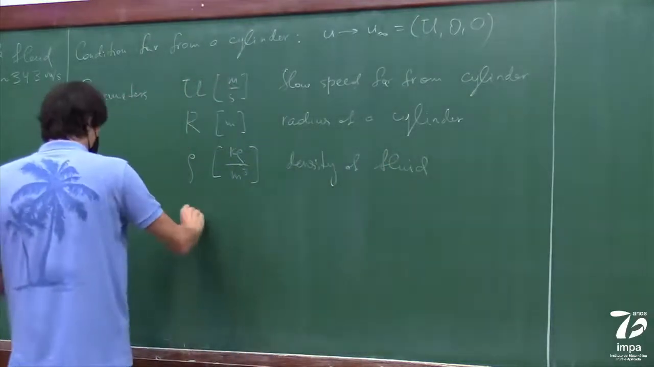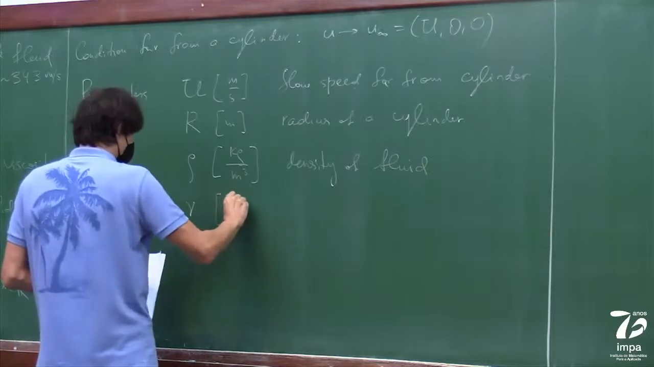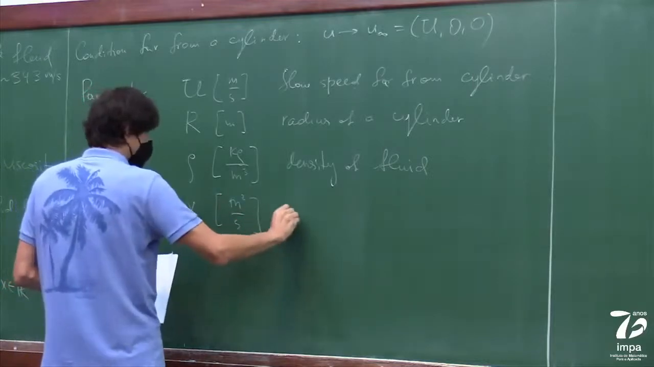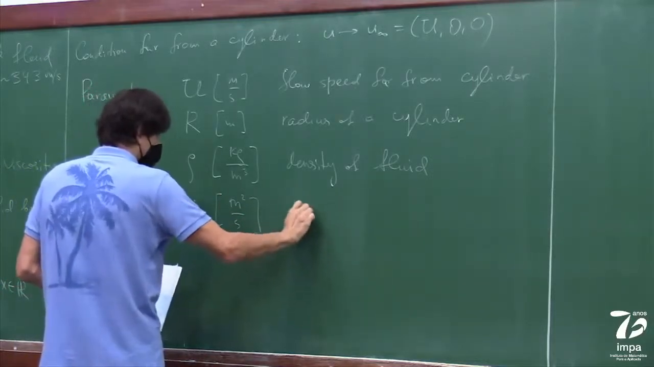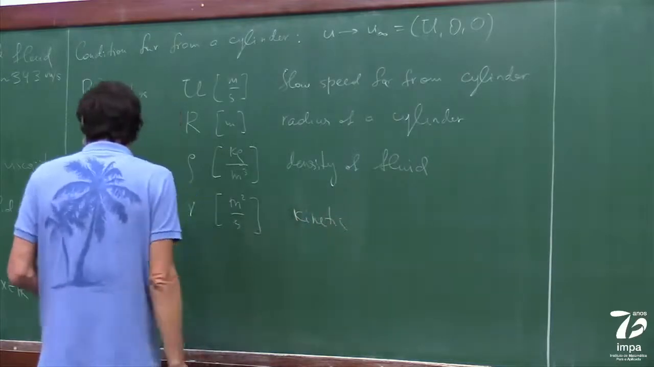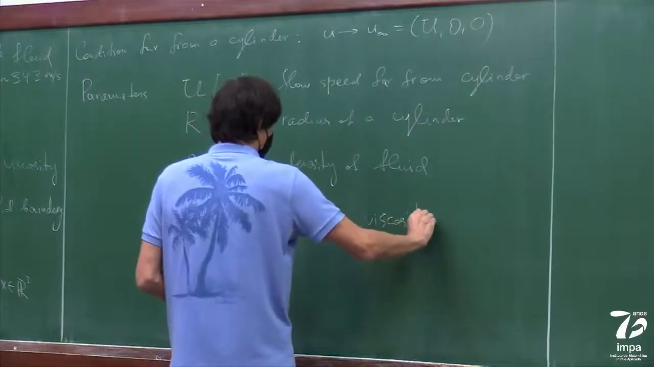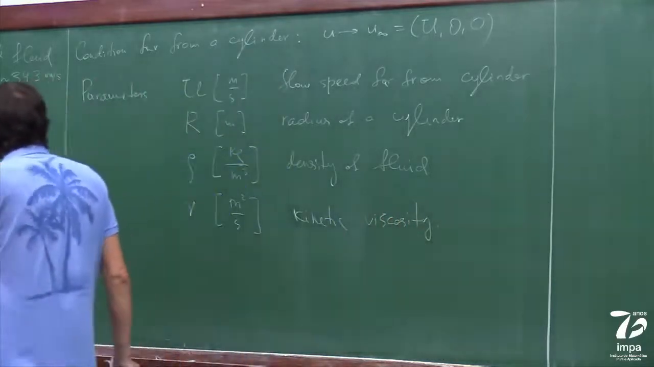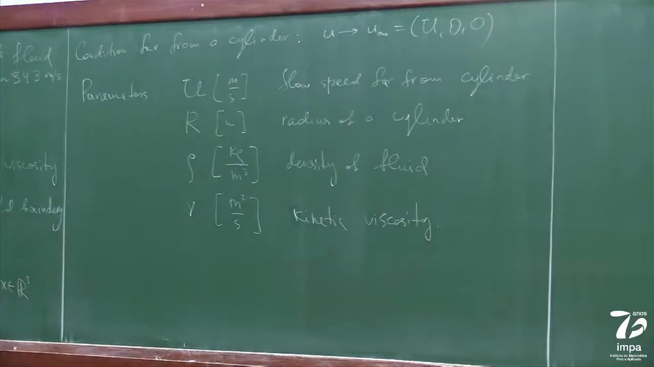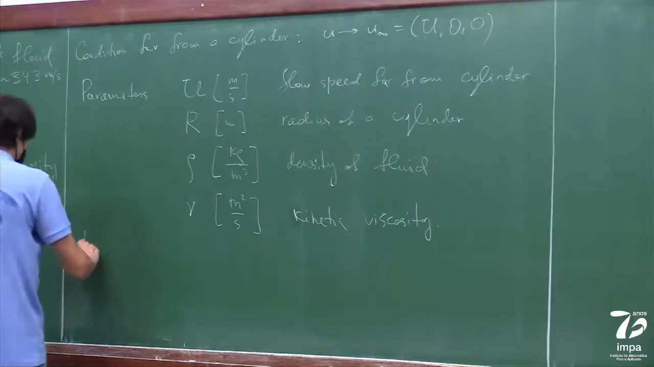And finally, viscosity, the kinematic viscosity, it's meter squared per second. So everything depends on 4 numbers. It turns out that since these numbers are dimensional, there is a usual trick to decrease the number of parameters by considering dimensionless variables.